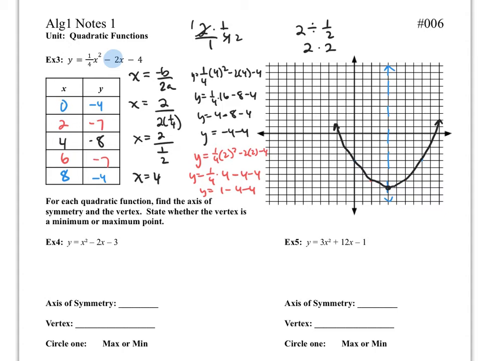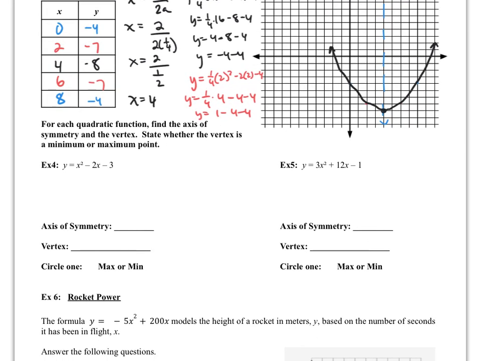My next 2 symmetry points, since I already jumped by 2 and by 2 again, it made sense to me to make another jump of 2. Also, 0 is a really easy number to work with. If I replace x with 0, this will drop out and this will drop out, leaving me with negative 4. So the symmetry points of 0 and 8 had a y value of negative 4, which are here, continuing that upward trend and wider than the parent function.